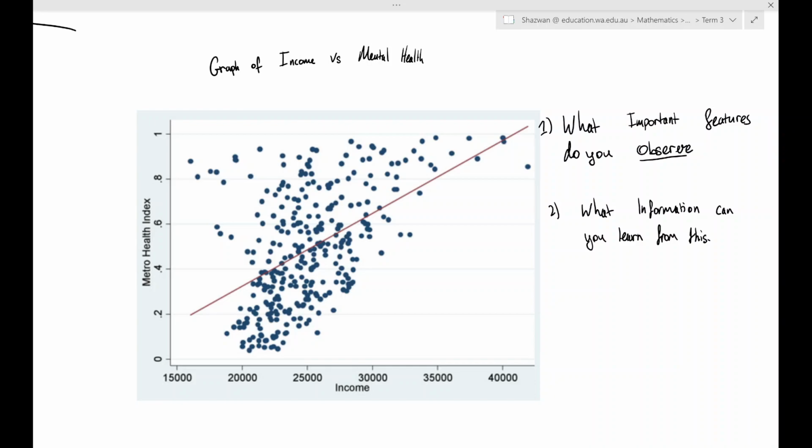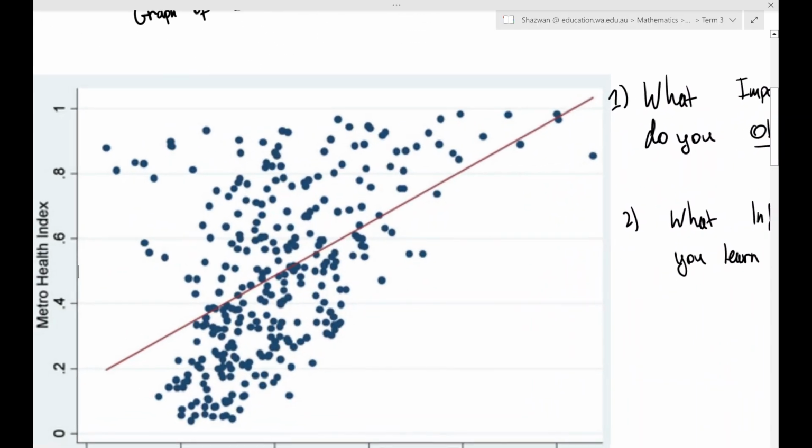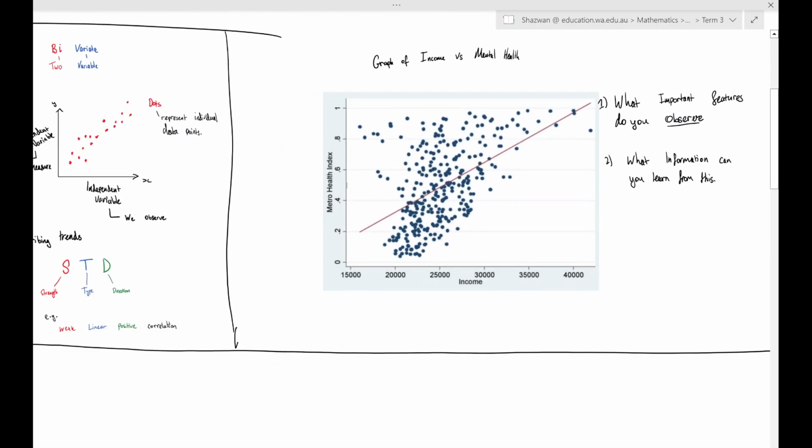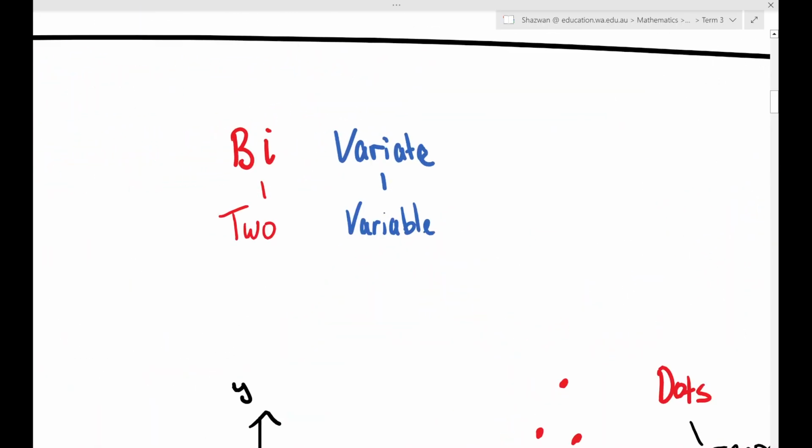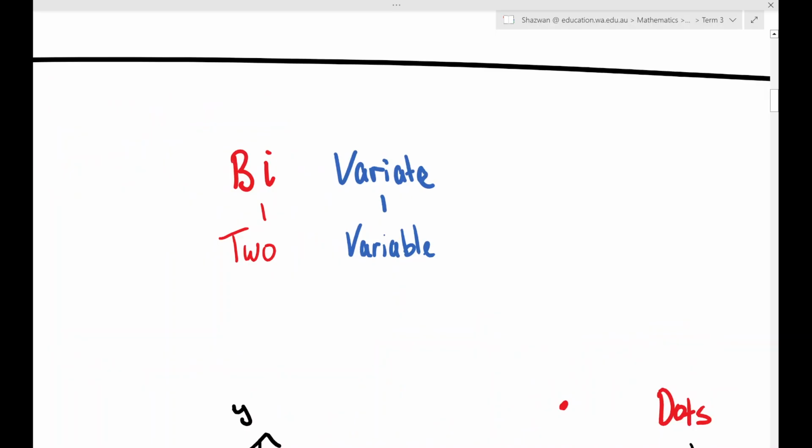So we can see some key features from this graph, and from them we can learn a little bit of information about what this data is actually trying to depict. But anyway, some notes. Bivariate essentially means two variables. If I'm collecting bivariate data, I'm collecting two measurements of two variables.